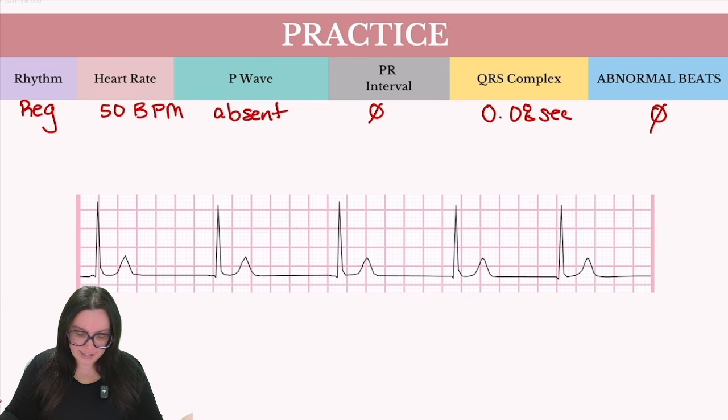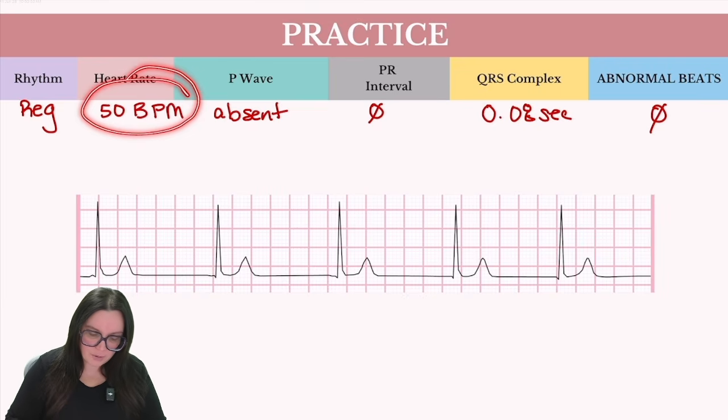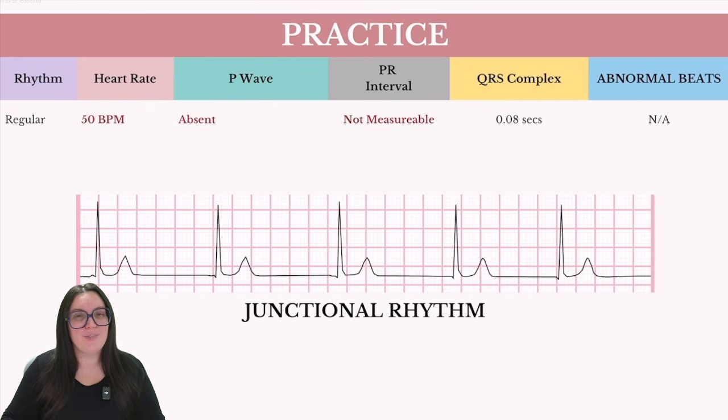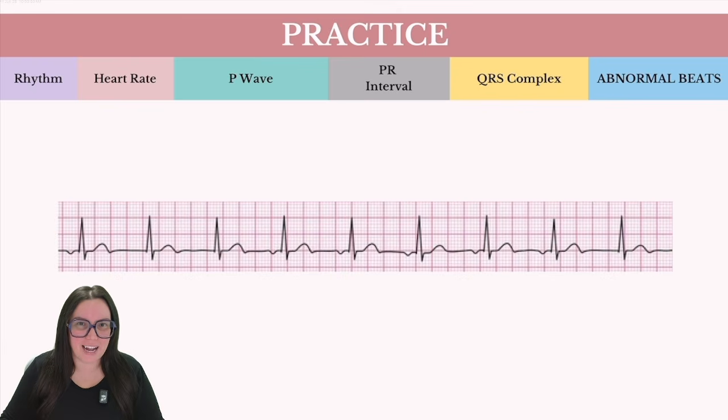So based on the criteria of everything that we see here, especially the fact that we have a slower heart rate and an absent P wave, we know that this rhythm is a junctional rhythm. Let's take a look at our next practice example.